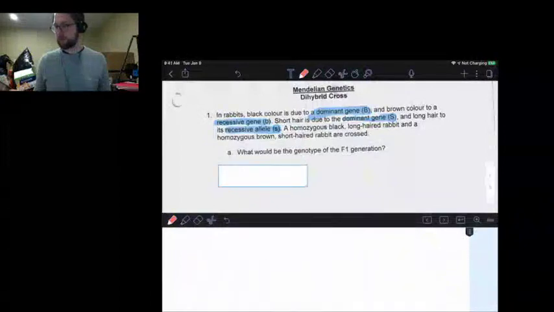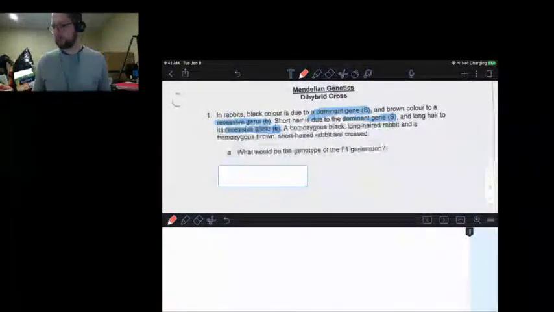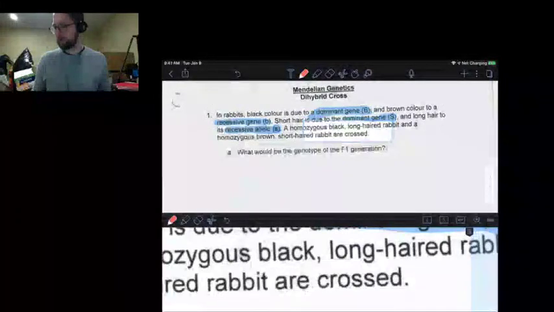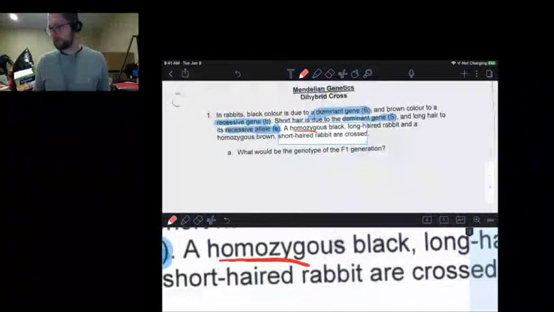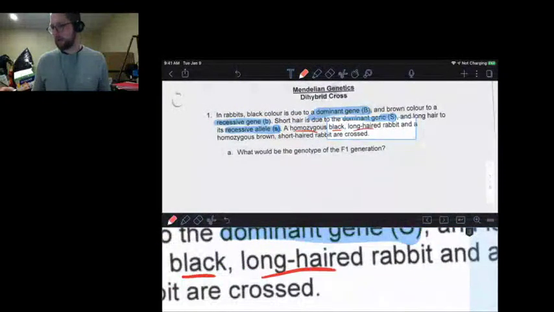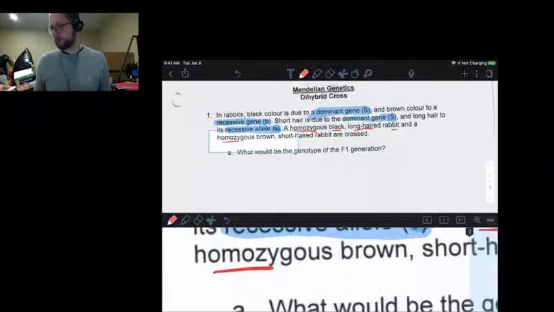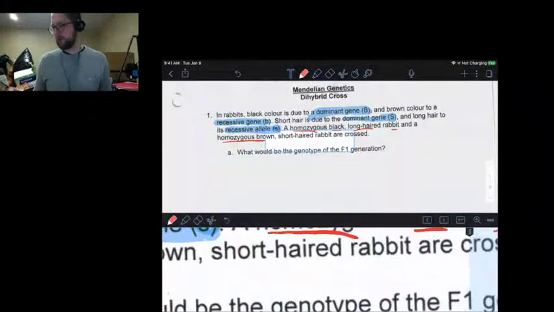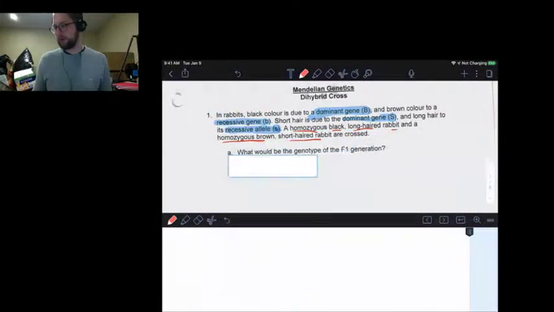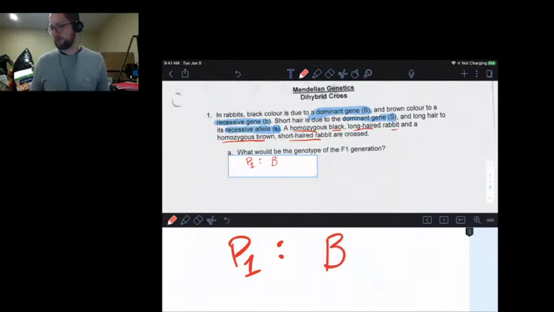What would be the genotypes of the F1 generation if you crossed a homozygous black long-haired rabbit and a homozygous short-haired rabbit? So in this case, we need to first identify our parents. So parent number 1 is going to be homozygous black hair. So that means that they must have 2 dominant alleles for their dominant genes, and they are long-haired.